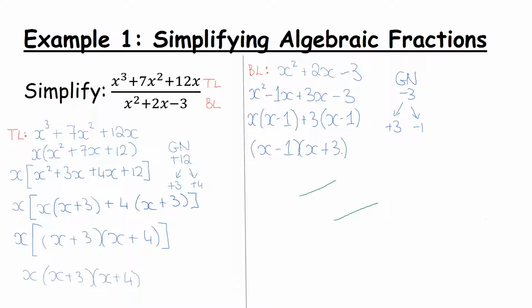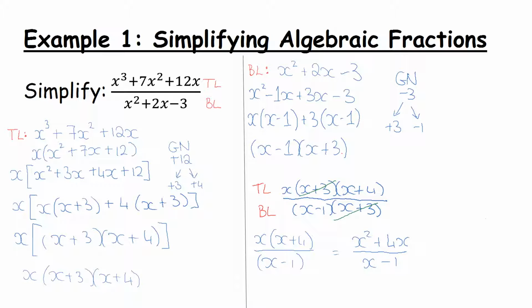So now we've fully factorised the top and we've fully factorised the bottom line. So let's put them back together. In the top line, we had our answer here. In the bottom line, we had our answer here. And as you can see, when we put them back together, both above and below the line, there is an x plus 3. So these can be cancelled, because they're common above and below the line, we can cancel them out.